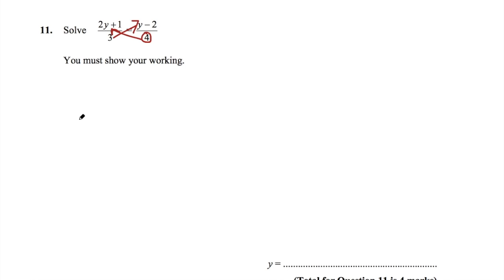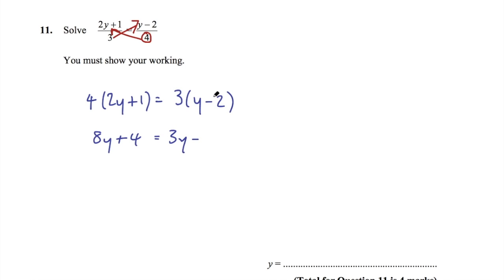So the next line in your working looks like this: 4 multiplied by (2y + 1) equals 3 multiplied by (y - 2). Okay, and then we need to expand the brackets out, and then we can end up solving for y. So expanding these brackets out, 4 times 2y is 8y, 4 times 1 is 4, and then 3 times y is 3y, and 3 times minus 2 is minus 6.